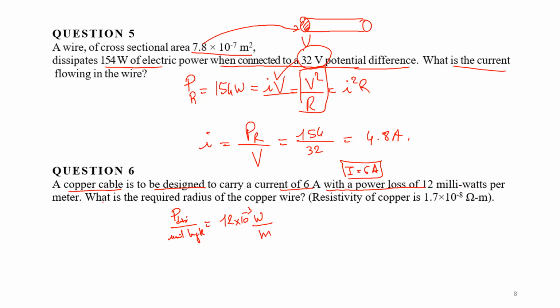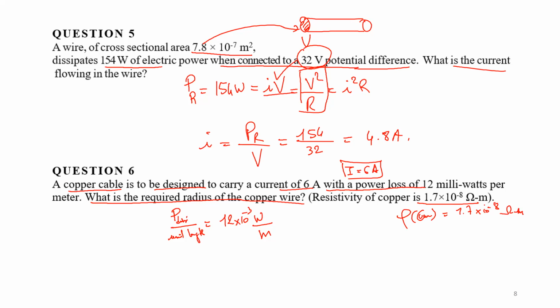Okay, good. Now, I want to design this cable. So the question is, what is the required radius of the copper wire? I give you the resistivity of copper, rho copper, 1.7 × 10⁻⁸ ohm meter. Good.